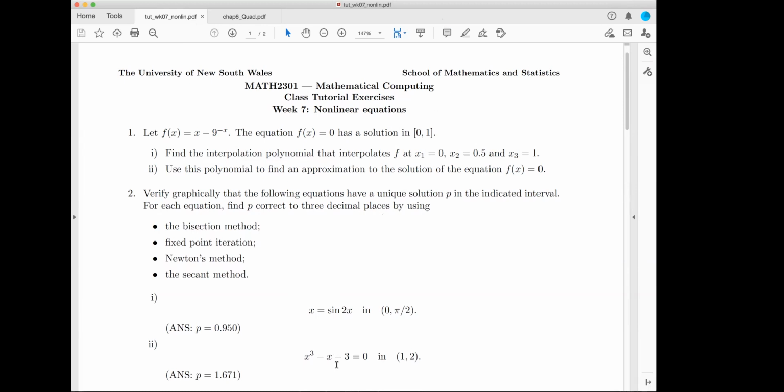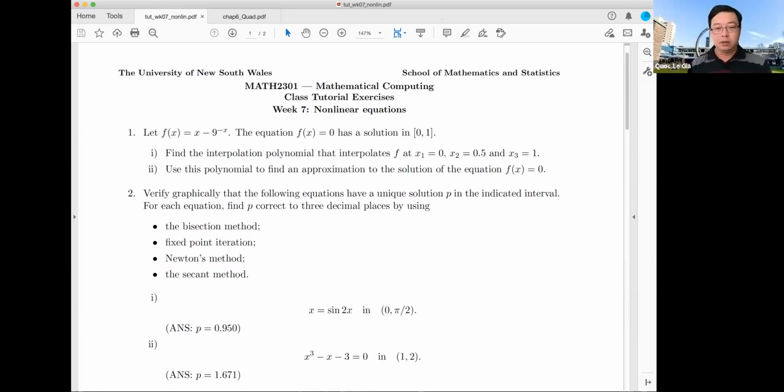So we do it maybe by computing a divided difference table. So let me share my piece of paper.